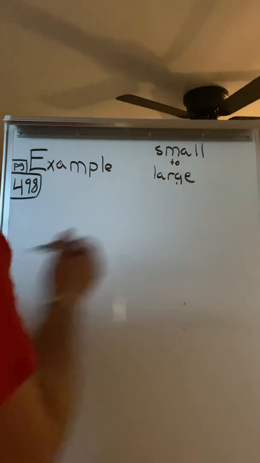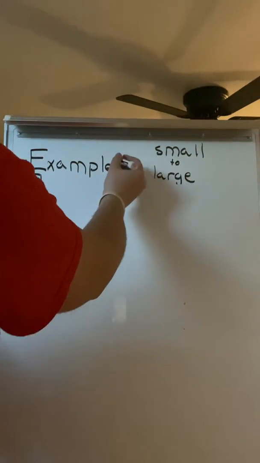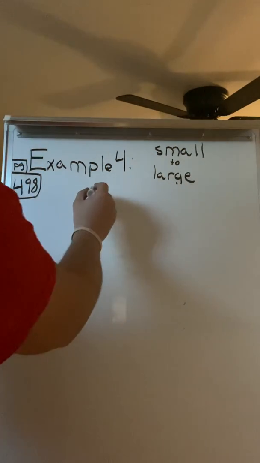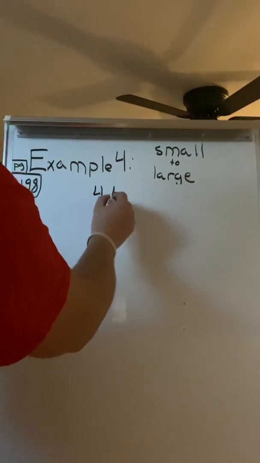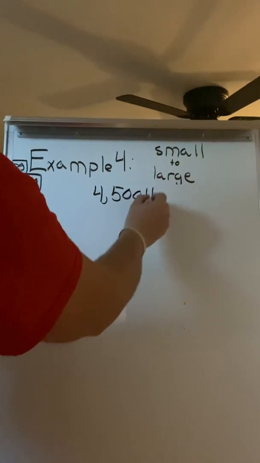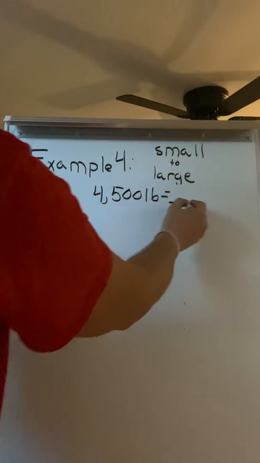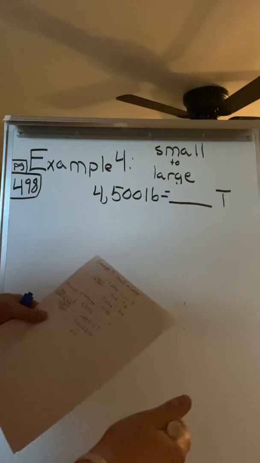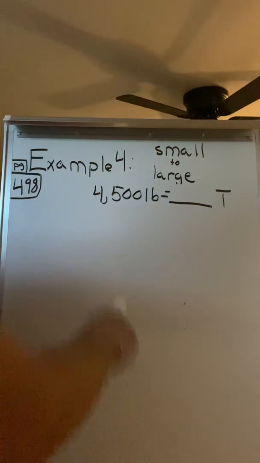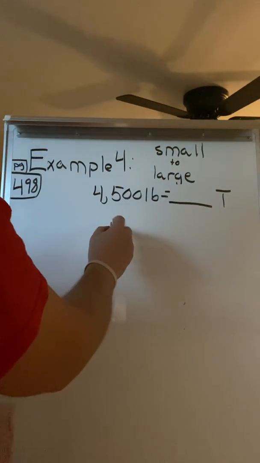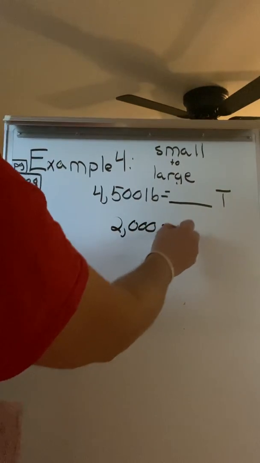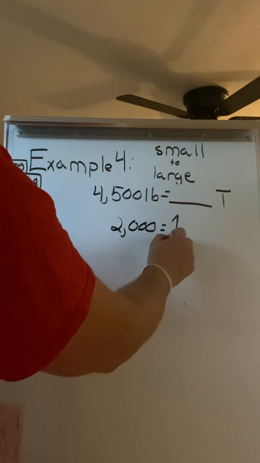We're going to stick to our small to our large unit. So example 4, we have 4,500 pounds equals how many tons? And to solve this problem, the hint that I showed you guys earlier is going to come into play here. So looking at this, I know that 2,000 pounds equals 1 ton.